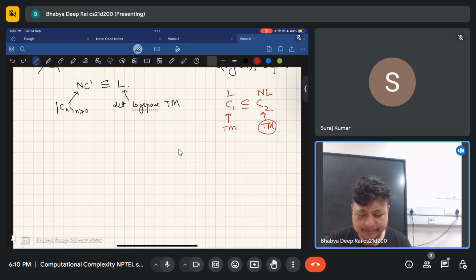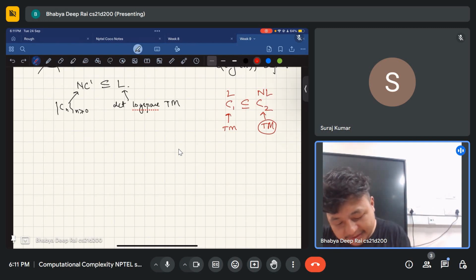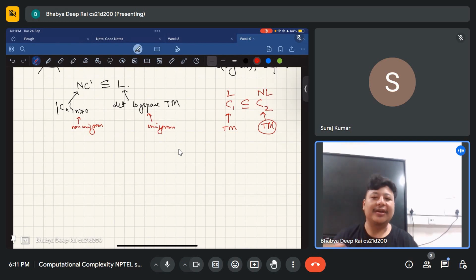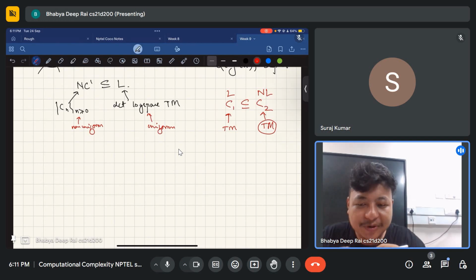The problem arises when you have uniformity in mind. For example, this is a non-uniform class, and this is uniform. You might ask, so one is non-uniform, the other is uniform, what is the problem? Well, what you want to do is say that any language that is computed by an NC1 circuit can also be computed by a log space Turing machine. That is what you want to say.